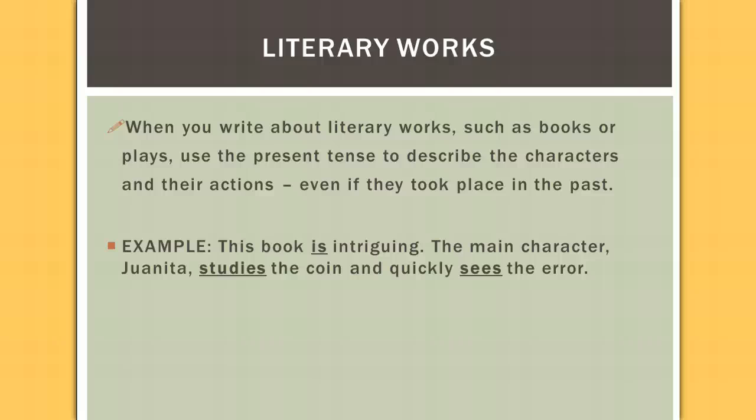When you write about literary works, such as books or plays, use the present tense to describe the characters and their actions, even if they took place in the past. For example, this book is intriguing. The main character, Juanita, studies a coin and quickly sees a mirror. Even though those actions happened in the past, the present tense is used because it is a literary work.